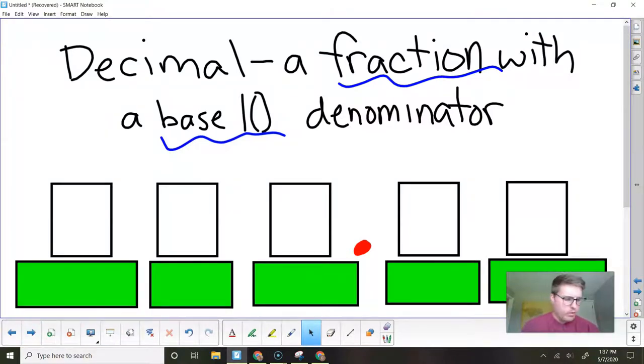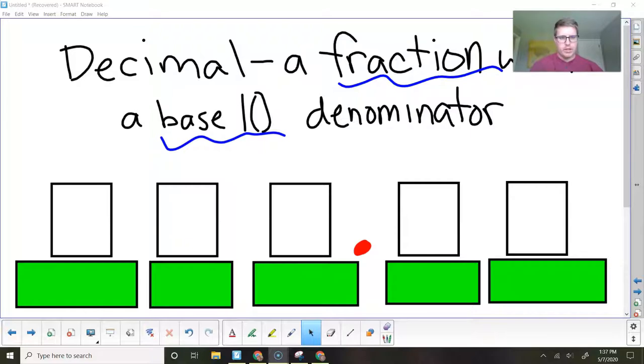So I thought we would look at some decimals today. So let me move myself up here for a second. A decimal is a fraction with a base 10 denominator. So yesterday we moved on to hundredths, but we started off with the easiest decimal, which is tenths. Let's see if we can label all of our place values.